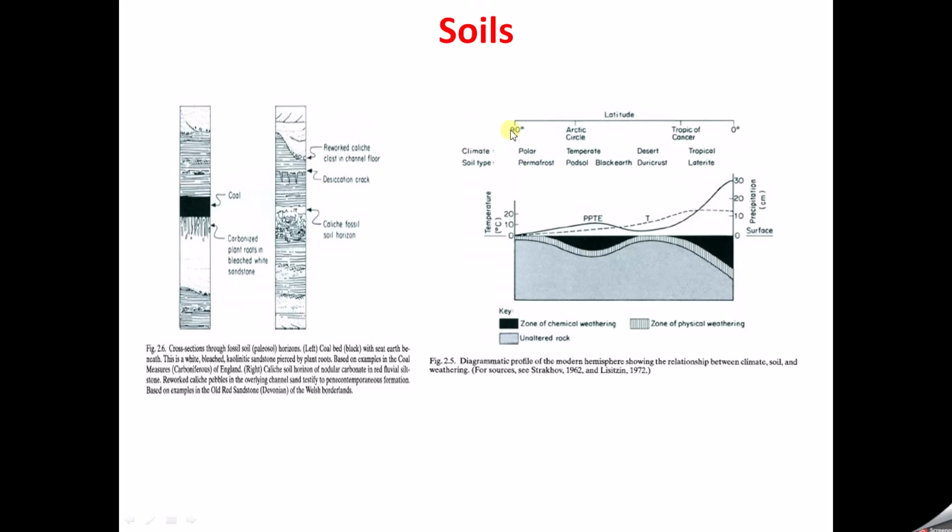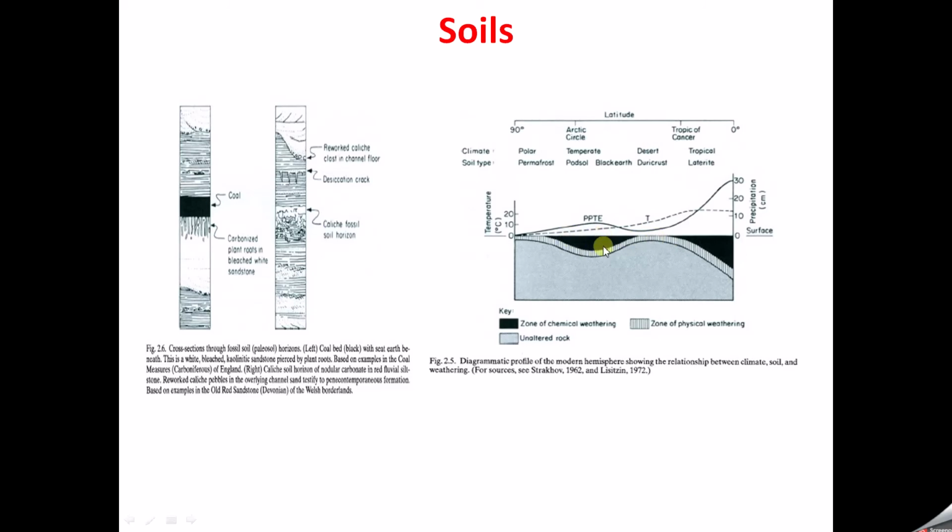So let's look here at this diagram, a profile of the modern hemisphere showing the relationship between climate, soil, and weathering. Here we have precipitation in centimeters from 0 to 30, here temperature from 0 to 20, and here we have the latitude from the tropics, from 0, to the Tropic of Cancer, to the Arctic Circle, to 90 degrees, the polar region. As we look here, this gray is unaltered bedrock, this hashed area is physical weathering, and this black area is chemical weathering, that means soil. So at the polar region, almost no soil, just physical weathering because there's no humidity, just mechanical weathering. It's the same thing in the desert, no soil profiles, just physical weathering.